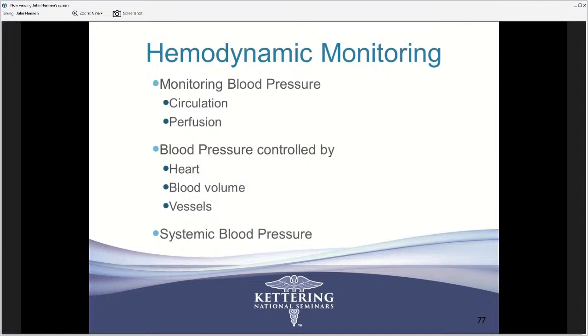I taught hemodynamics for probably 15 years at my college, and I enjoyed it. I mean, I liked it. But a lot of the students that took the class always moaned and groaned. But the good news is that by the time they got finished with it, they weren't moaning and groaning because they felt more comfortable with it because we did a lot of practice.